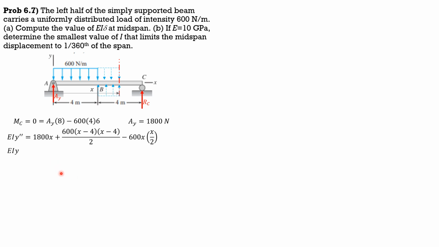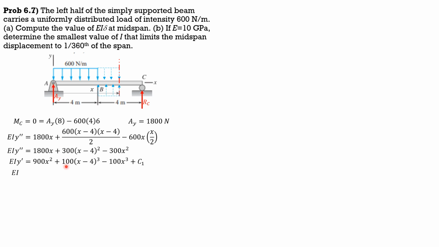So simplifying, EIY double prime equals 1800x plus 300 quantity (x minus 4) squared minus 300x squared. Integrating, EIY prime equals 900x squared plus 100 quantity (x minus 4) cubed minus 100x cubed plus c sub 1. There is c sub 1 because there is slope at A definitely. But there is no c sub 2 because when x is 0, deflection at A is 0.